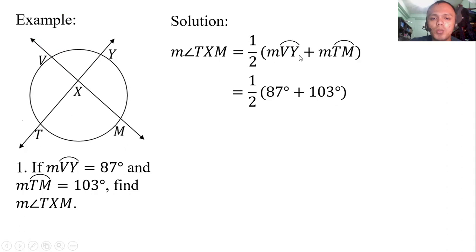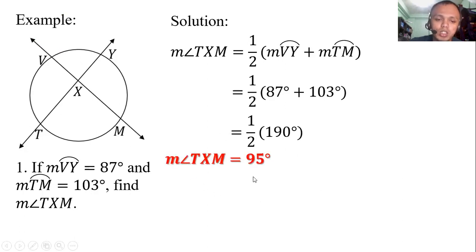Take note class, pwede itong mag-interchange kasi nga nasa addition tayo. Remember, kapag nasa addition, meron tayong commutative property. Always commutative property yon. Ibig sabihin, pwede mag-interchange yung mga addends. Now, 87 plus 103 is equal to 190 degrees times 1/2 or divided by 2, then we have 95 degrees here.